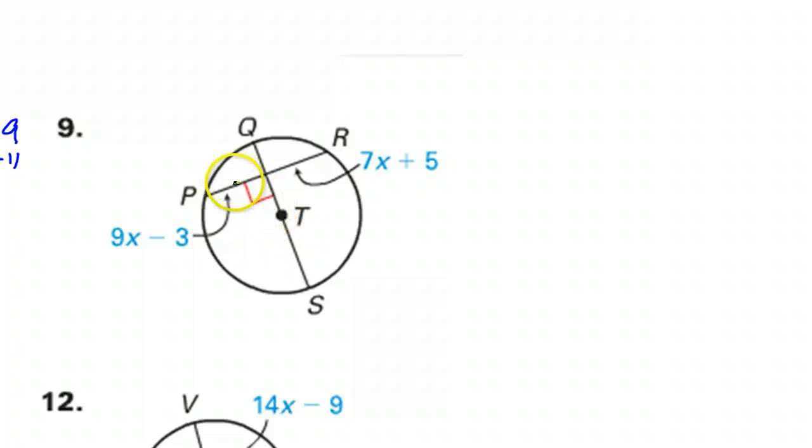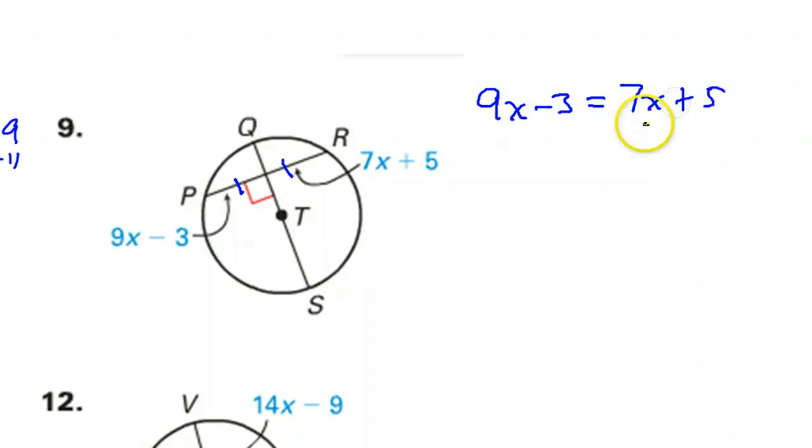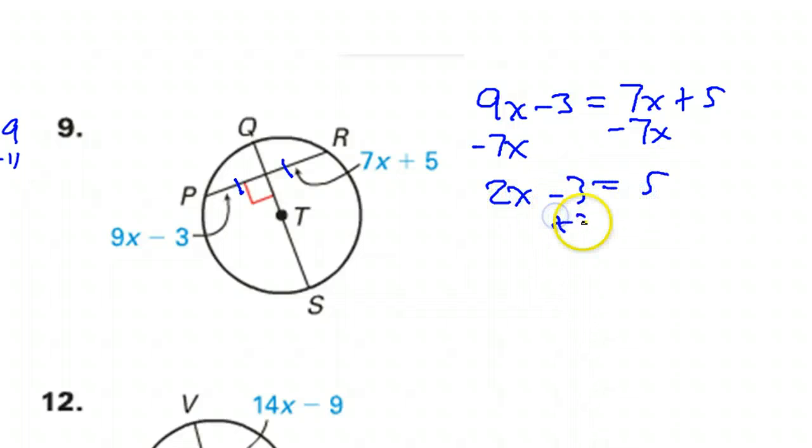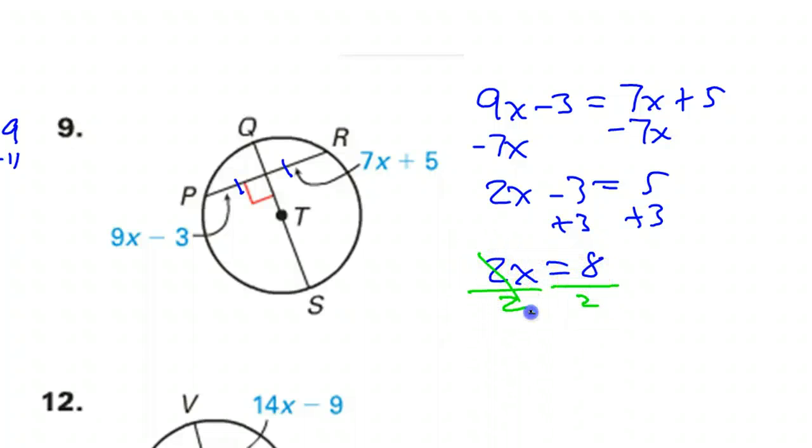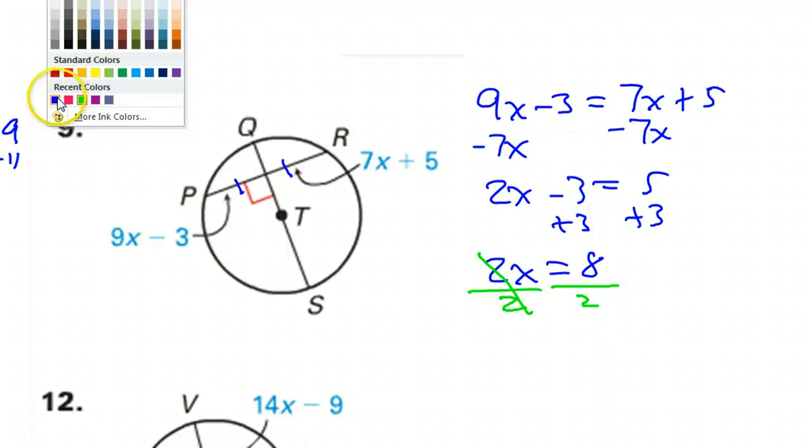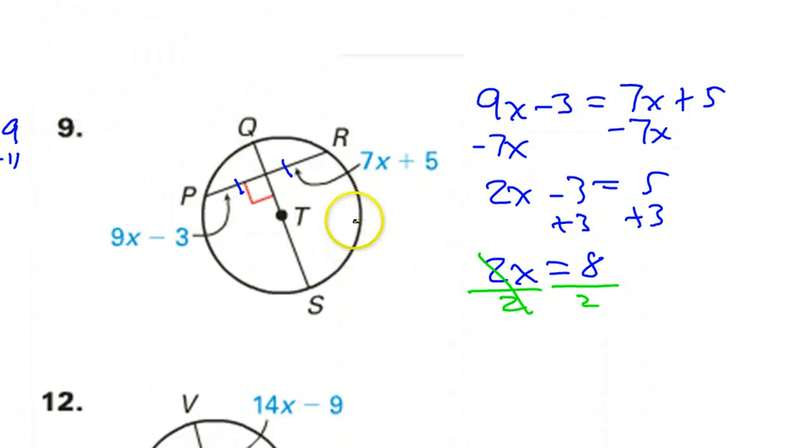Okay? In other words, these two must be congruent. In other words, 9x minus 3 should equal 7x plus 5. I would subtract 7x from both sides to give us 2x minus 3 is equal to 5. Then I would add 3 on both sides. So 2x is equal to 8. Then I would divide both sides by 2. Alright, so x equals 4.